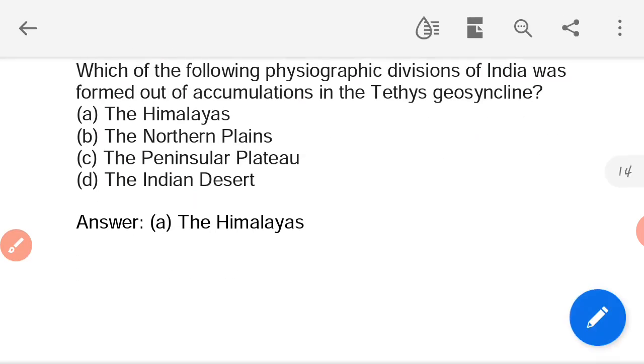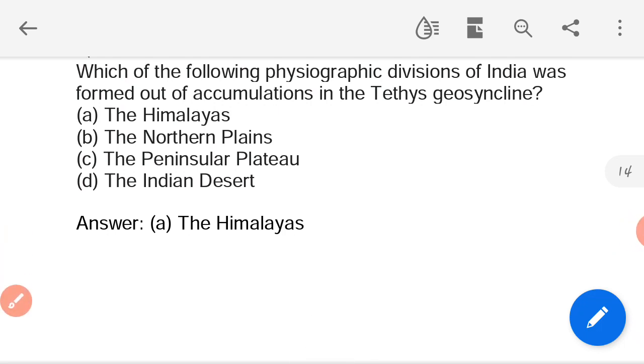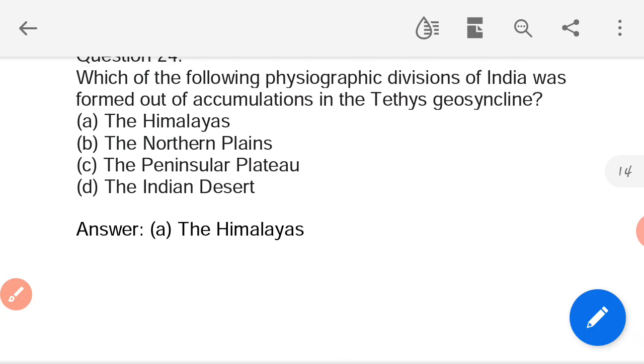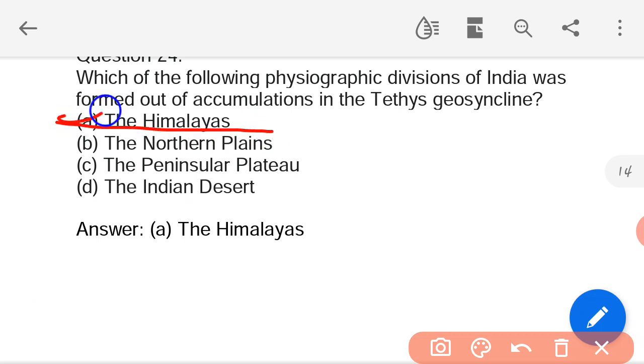Which of the following physical divisions of India was formed out of the accumulation of sediments in the geosyncline? Option A Himalayas, option B Northern Plains, option C the Peninsular Plateau, option D the Indian Desert. Right answer is option A Himalayas.